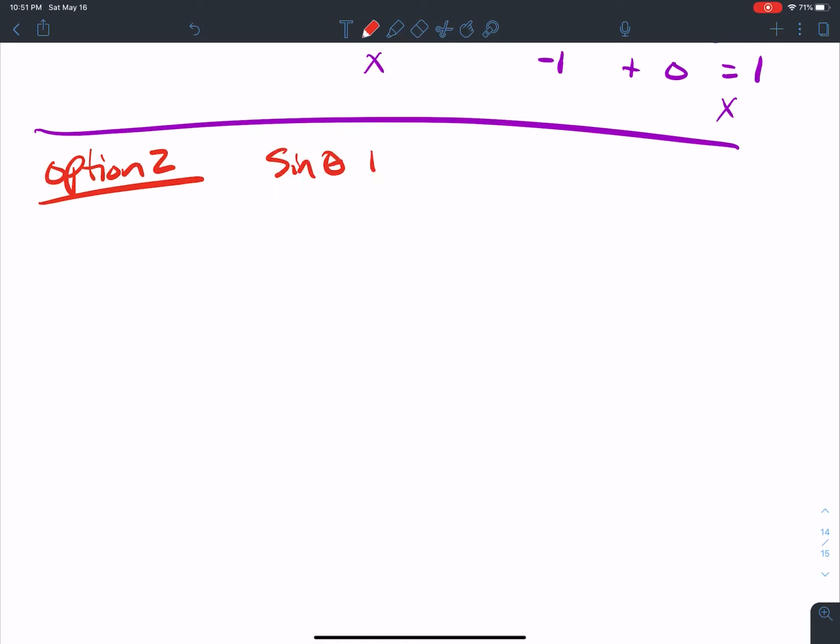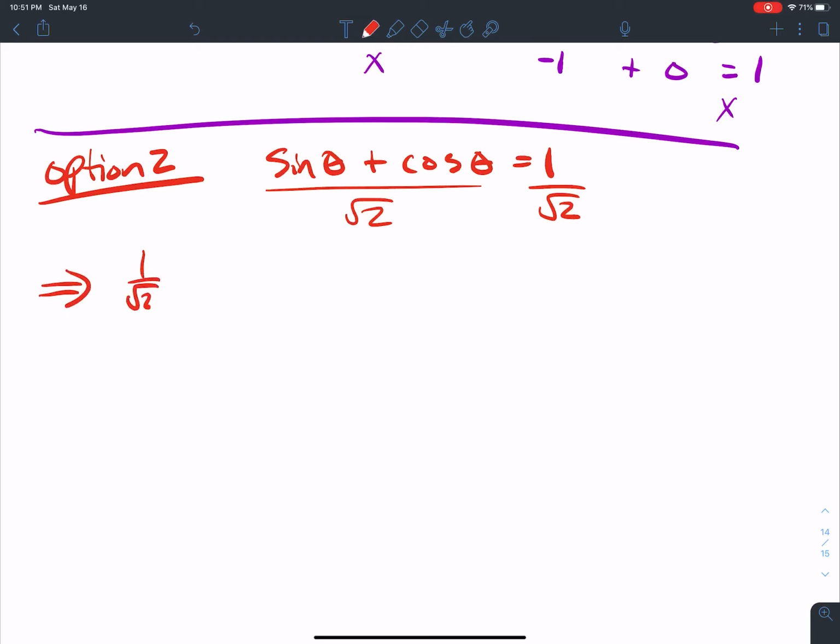So sine theta plus cosine theta equal to 1. Now, I'm going to divide everything by the square root of 2. So I divide everything over here by square root of 2, divide everything over here by square root of 2. And you might be thinking, well, where in the world did that come from, right? So that's the hard thing about using this. But if I do that, I'm going to have 1 over the square root of 2 times the sine of theta plus 1 over the square root of 2 times the cosine of theta, which is equal to 1 over the square root of 2.